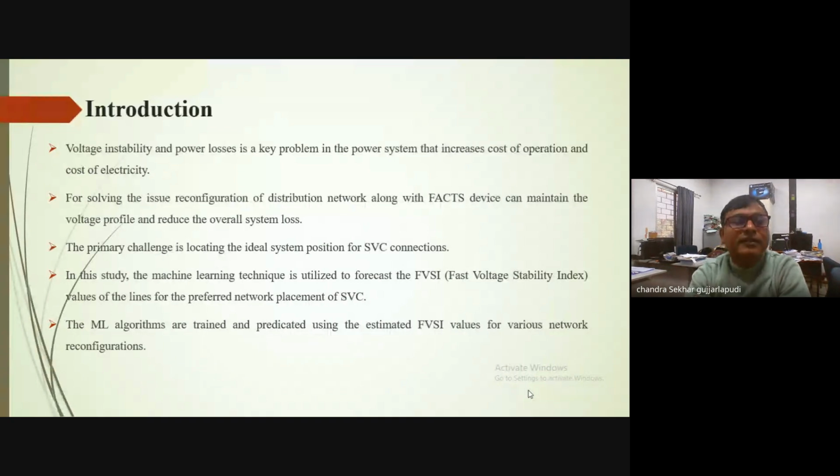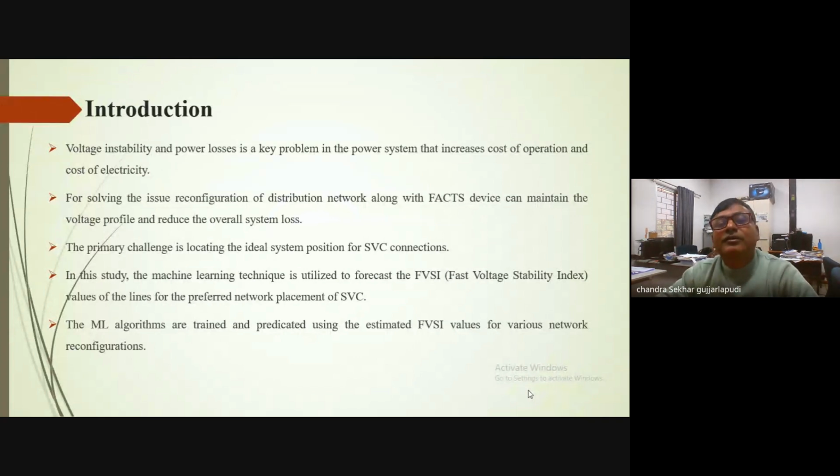So in the present discussion, we have to check the location of the SVC using some kind of machine learning technique, and that machine learning technique can give some information to the distribution network engineers, that if there is any kind of load imbalance, then which location will be appropriate to connect the SVC in a reconfiguration environment. So this is the present study.